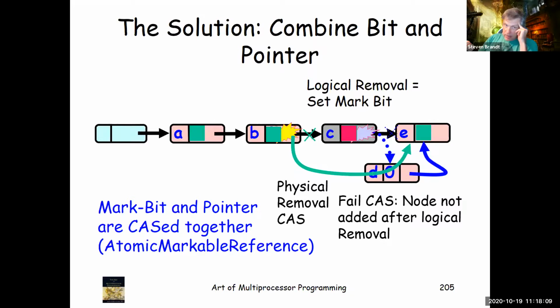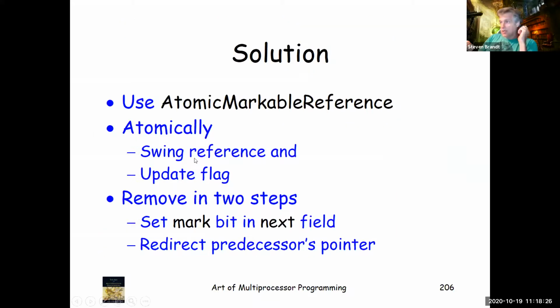And so when this thing does its logical removal and then it does its physical removal, this step would fail. Any questions? So the atomic markable reference is the Java class. It will swing the reference and update the flag, and it will remove in 2 steps. First, we're going to set the mark bit in the next field, and then we're going to redirect the predecessor's pointer.